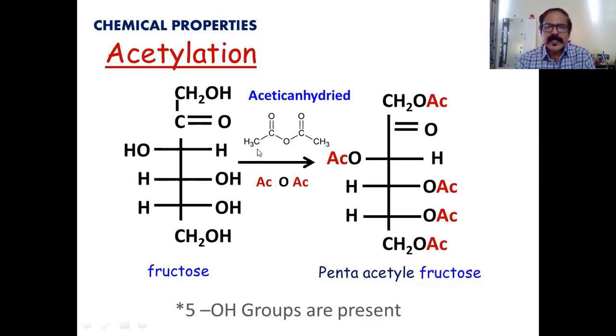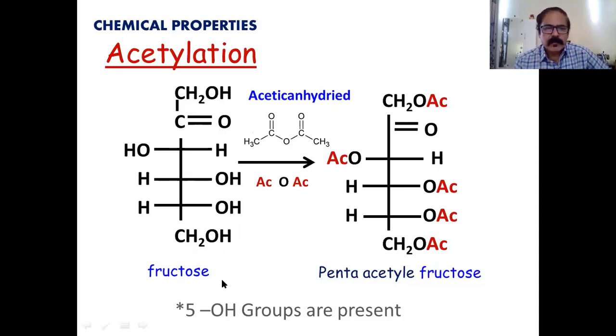That means Ac indicates CH3, C double bond O. And this acetyl group will replace the hydrogen in a hydroxyl group. This hydrogen will react with the rest of the acetyl reagent and form acetic acid, and this acetyl moiety will come and sit on the oxygen. You can find such hydroxyl groups: 1, 2, 3, 4 and 5. There are 5 hydroxyl groups in it.